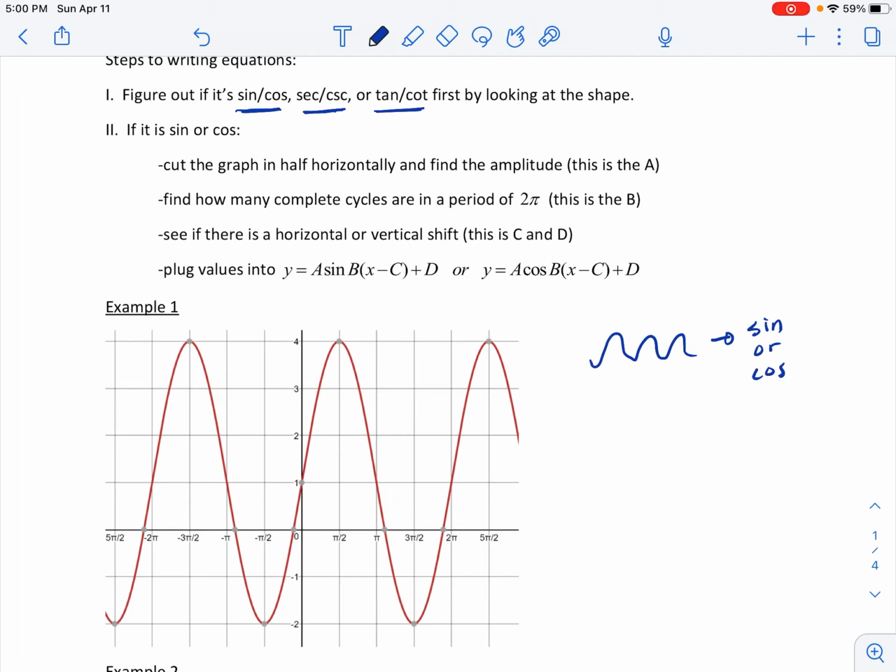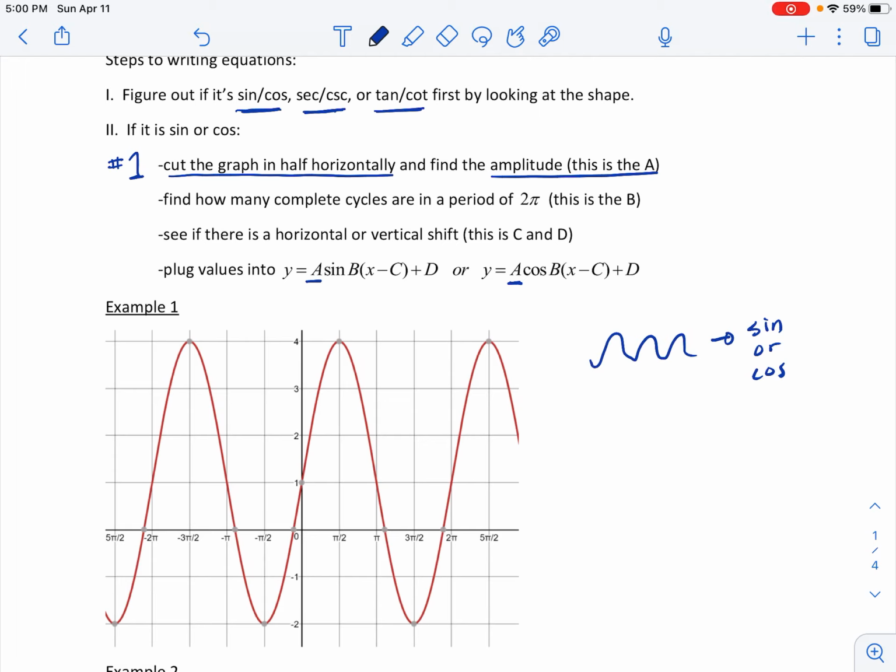So what are we going to do first? Well, the very first thing that you want to do, number 1, and this is super important, is cut the graph in half horizontally and then find the amplitude. This is going to be the A of your function. Now, I don't really know if it's a sine or a cosine yet. Depending on what I do to it, I can make it either.